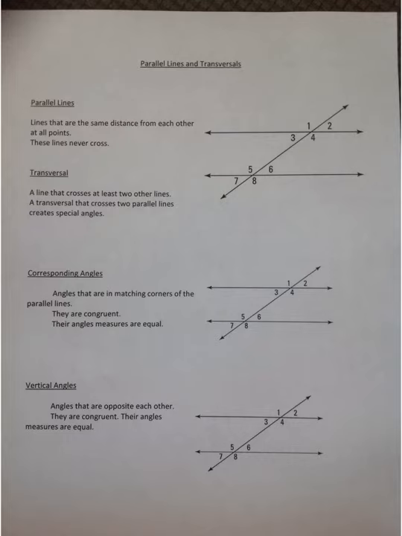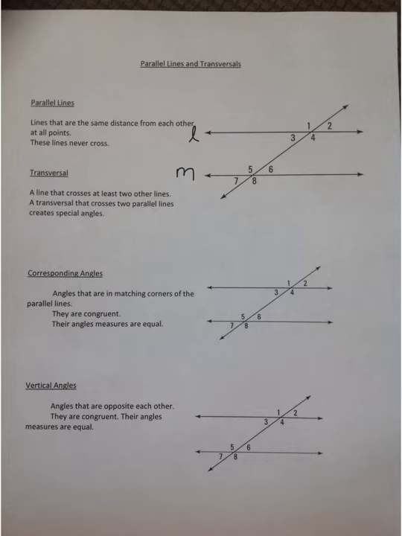This lesson is on parallel lines and transversals. Parallel lines are lines that are the same distance from each other at all points. These lines never cross. This is line L, and this is line M. Both these lines are parallel.